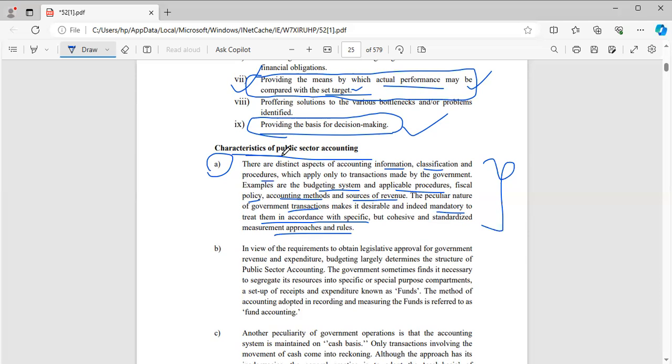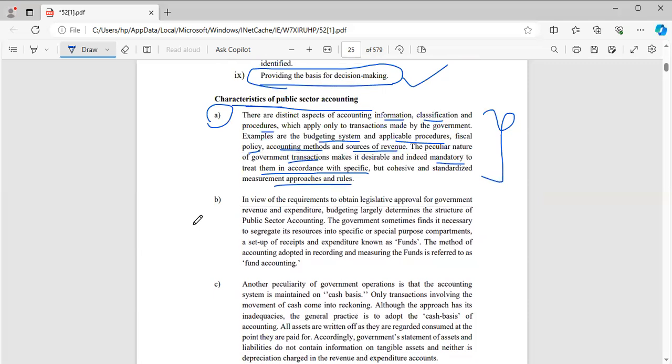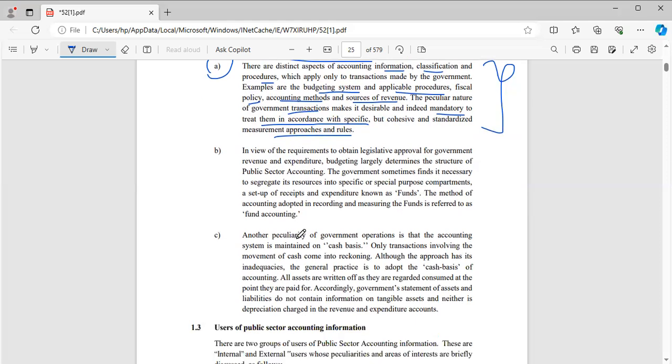So let me just give you 3 characteristics of public sector accounting, regardless of whatever is here. All right, now let me give you 3 characteristics. Public sector accounting is usually kept on cash basis. Please, that's 1. Another peculiarity of government operation is that the accounting system is maintained on cash basis. That's good. So it's already here.